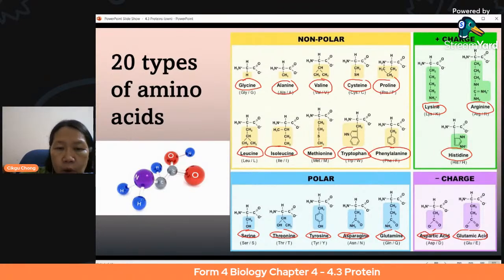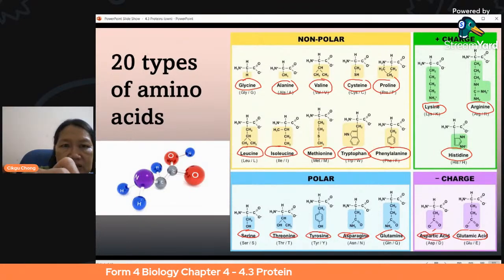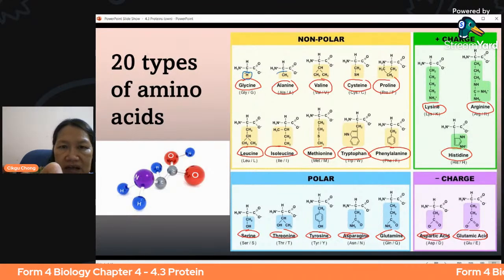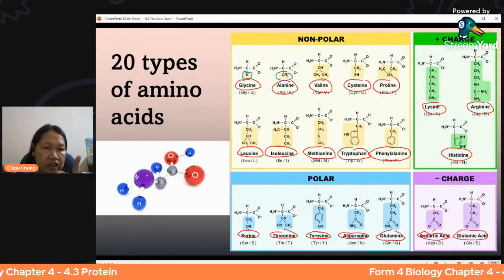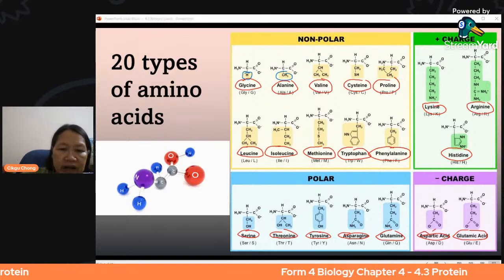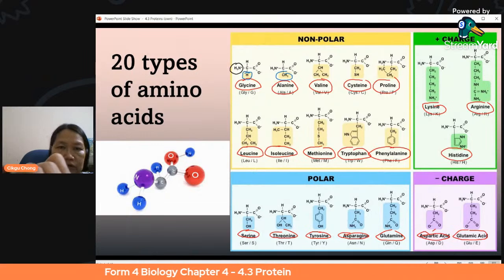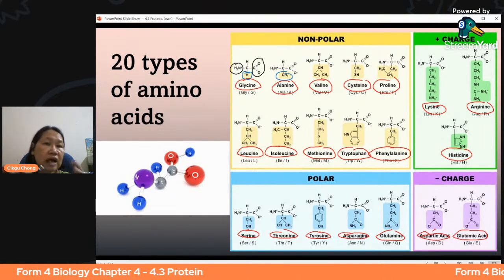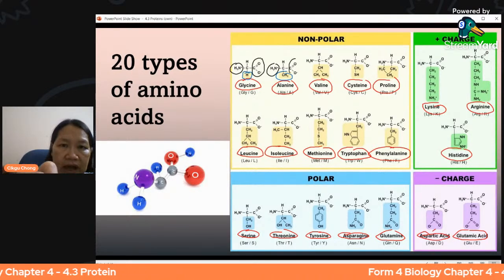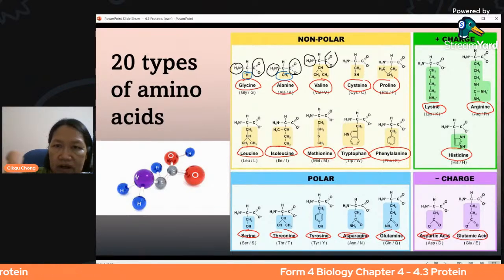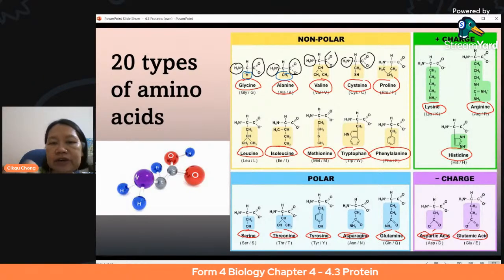And you see where they are different? You see this one? They are circled here, or colored yellow here. One is H, one is CH2. And the rest, you see this part, they are the same. This is the amino group, this is the carboxyl group. All of them have the same, left and right here. What is different is this one.